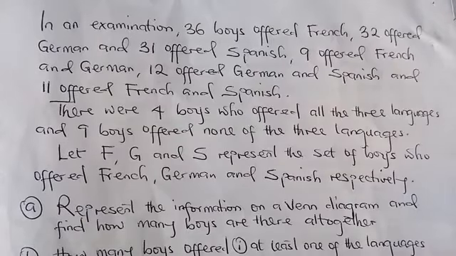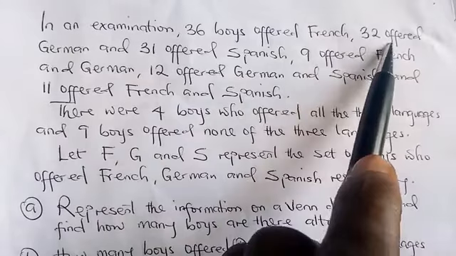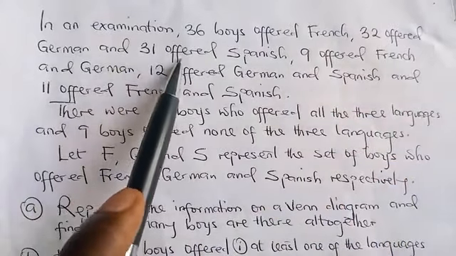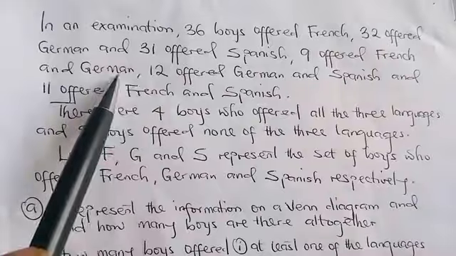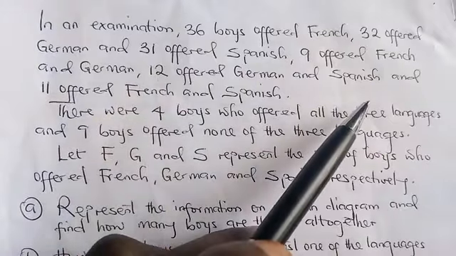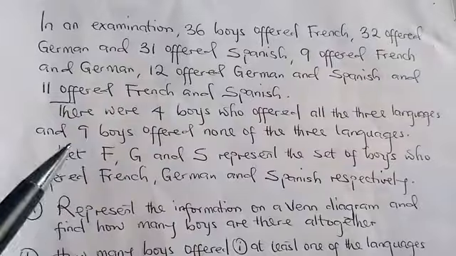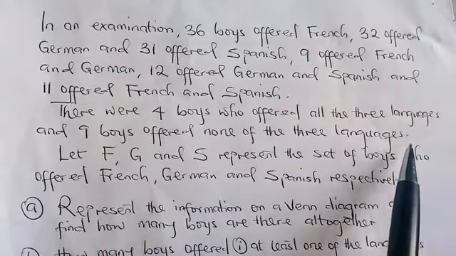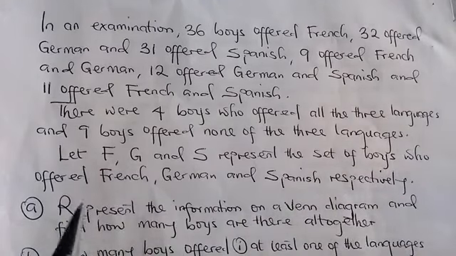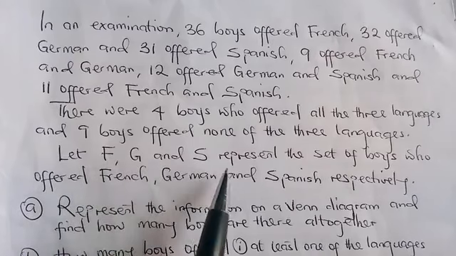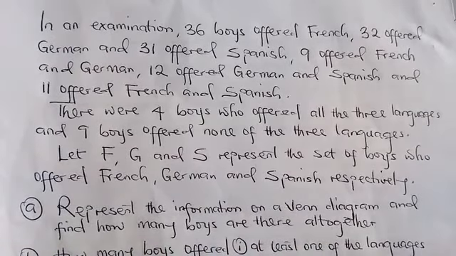In an examination, 36 boys offered French, 32 offered German, and 31 offered Spanish. 9 offered French and German, 12 offered German and Spanish, and 11 offered French and Spanish. There were 4 boys who offered all the 3 languages, and 9 boys offered none of the 3 languages. Let F, G, and S represent the sets of boys who offered French, German, and Spanish respectively.